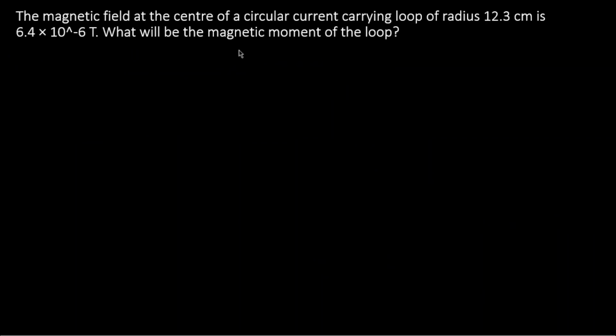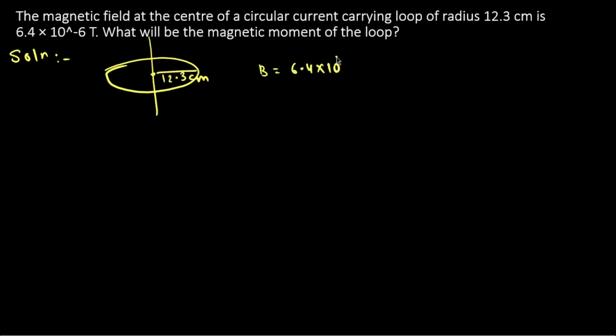The magnetic field at the center of a circular current carrying loop of radius 12.3 centimeter is 6.4 × 10^-6 Tesla. What will be the magnetic moment of the loop? So solution. So we have a current carrying loop. This is the axis. This is the center, and the radius is given to us as 12.3 centimeter. This has a magnetic field B equal to 6.4 × 10^-6 Tesla, and we need to calculate the magnetic moment M.